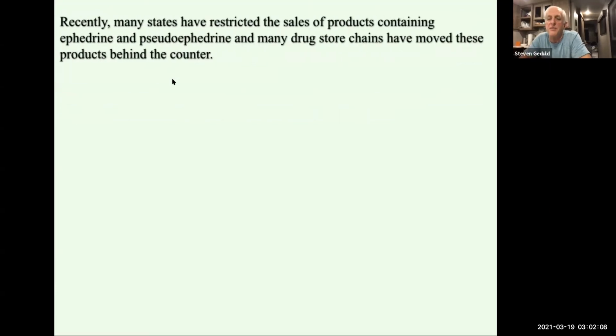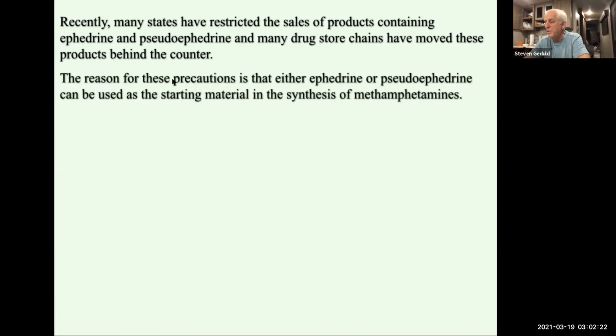Many studies have restricted the sales of products containing ephedrine and pseudoephedrine, and many drug store chains have moved these products behind the counter, so people have to sign when they buy them and can't buy multiple amounts. The reason is that either ephedrine or pseudoephedrine can be used as starting material in the synthesis of methamphetamines.